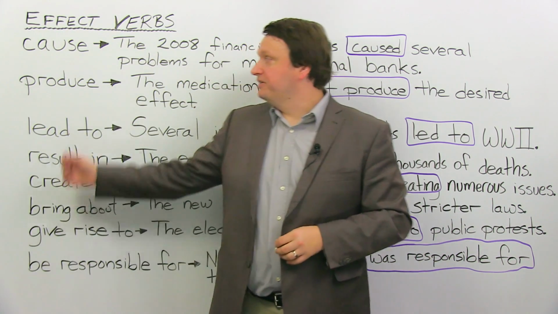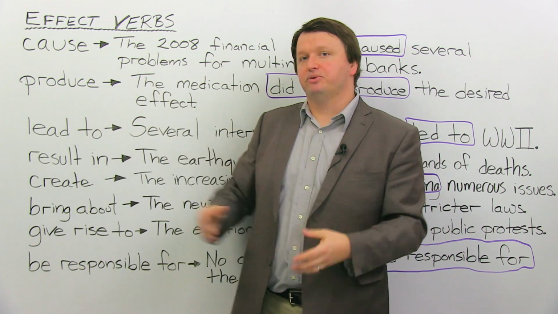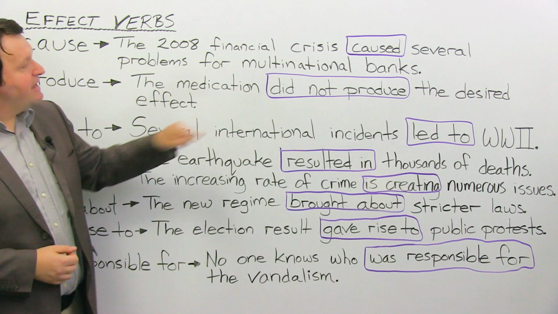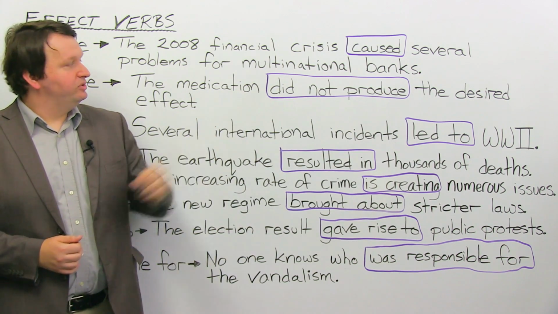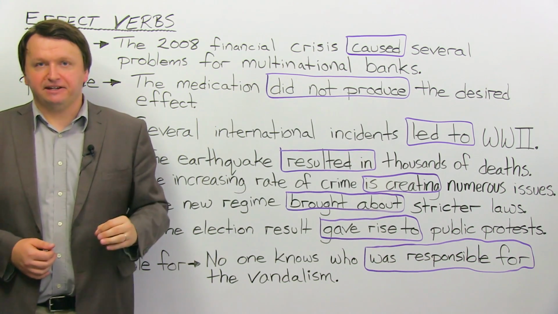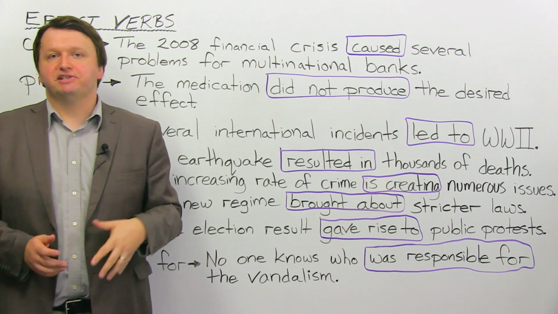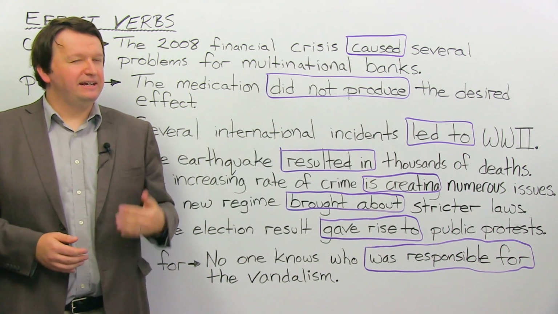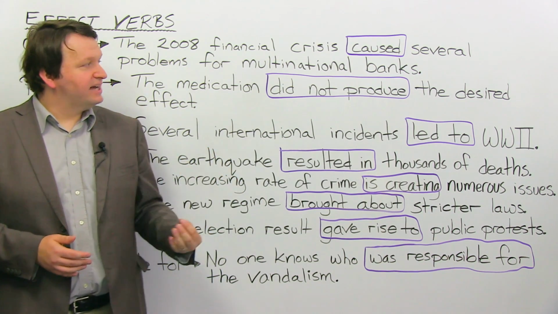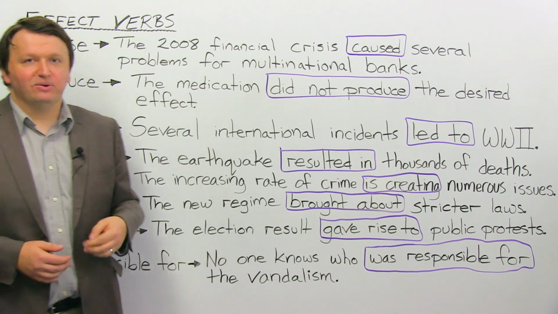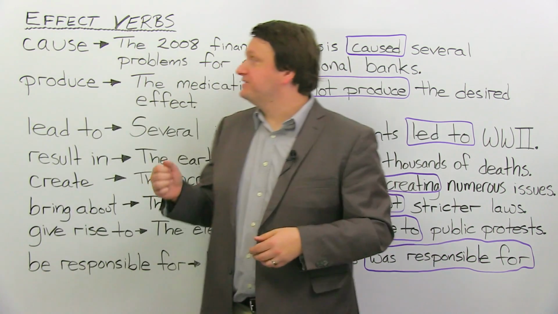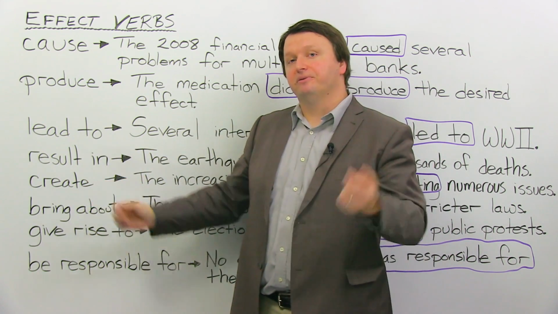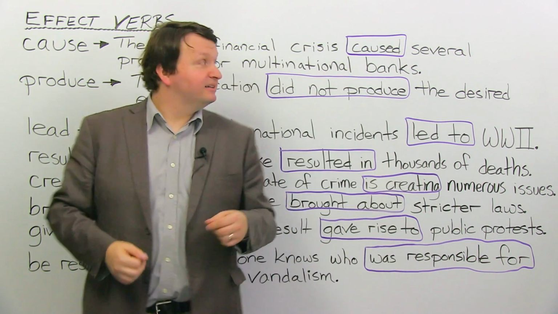Let's continue with produce. Okay, so to produce, create, cause. The medication did not produce the desired effect. So the medication was supposed to numb the pain, but it didn't do this. It didn't produce the desired effect. So again, to produce, think of it in the same family of words as cause, produce, and create, which we'll see a little bit later on.